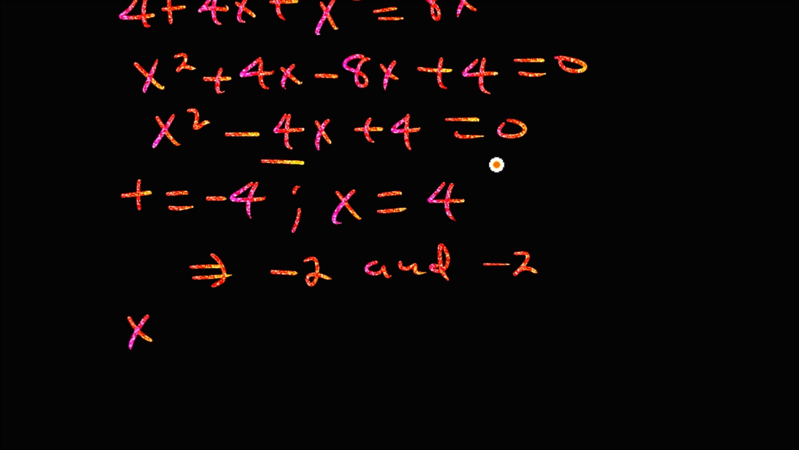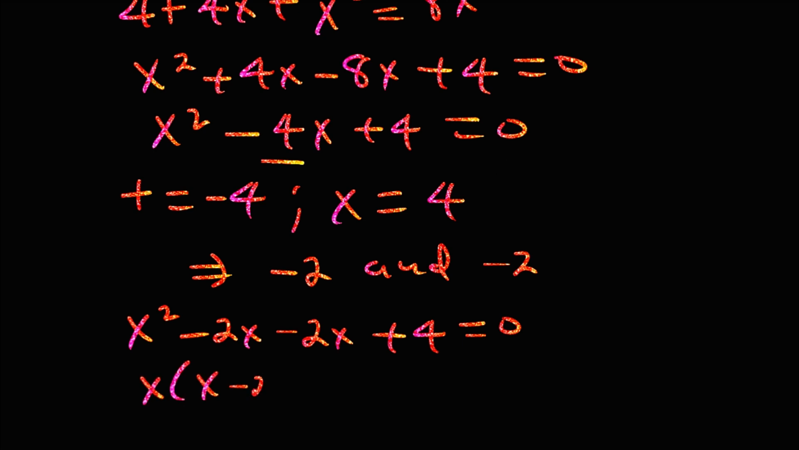So we split b, that is negative 4, into these two numbers. So we're going to have x squared minus 2x minus 2x plus 4 equals 0. So the common factor between the first pair is x. So we have x into x minus 2. So we expect to have x minus 2 in the second pair, so that we have minus 2 outside the bracket. So now we just group them.